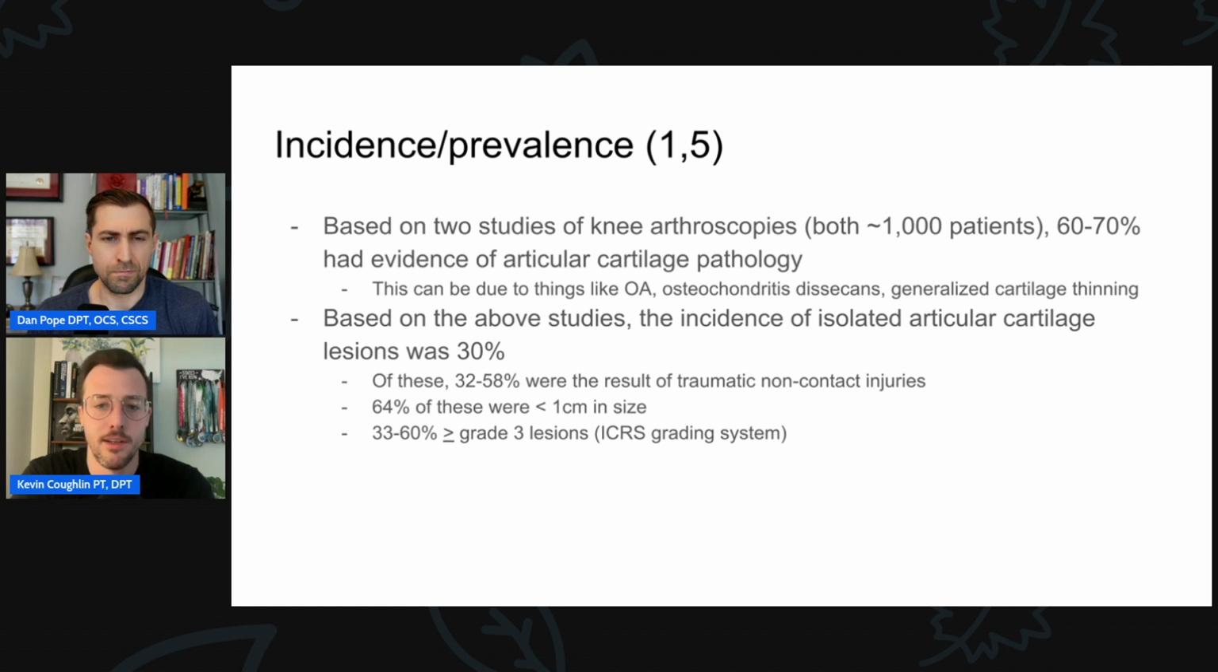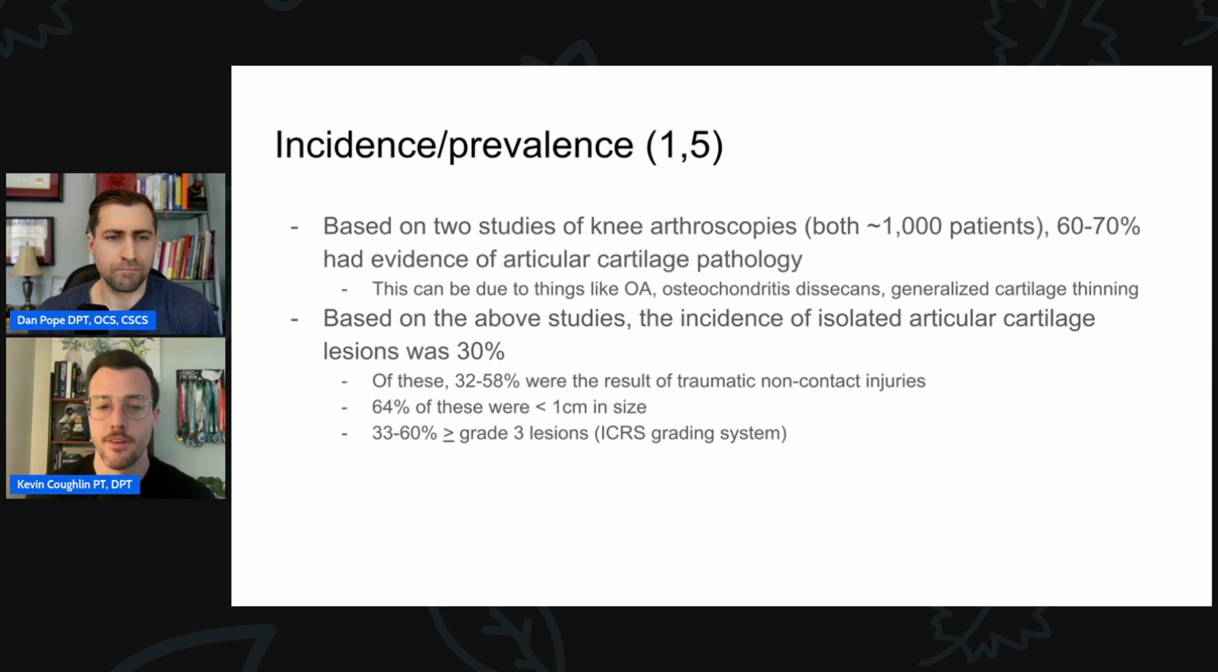So just to put it, they're saying globally, or on a population level, what are we thinking? Maybe 30% or a third of people have some type of cartilage defect in their knee, maybe grade 1 or 2 asymptomatic type thing. Based on that 30% of those, 32 to 58% were the result of traumatic non-contact injuries. 64% of these were less than 1 centimeter in size. So yeah, pretty small defect.